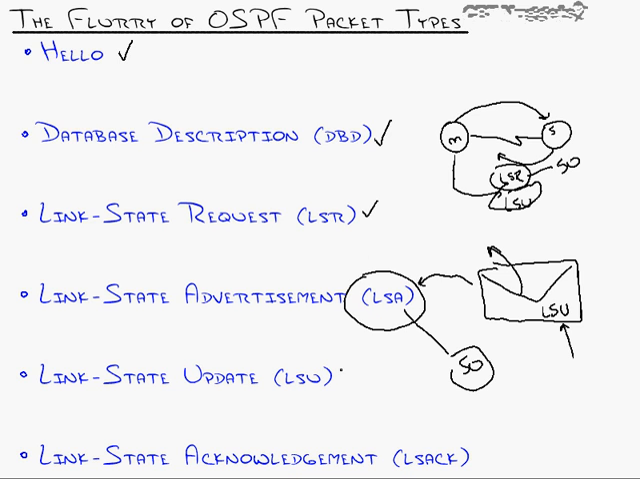So the partial truth I told you was that it responded with an LSU, but what I didn't tell you was that inside of that LSU was one or more LSAs that have all of the updates that were requested by the slave.